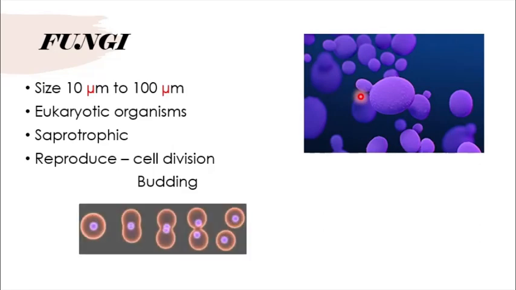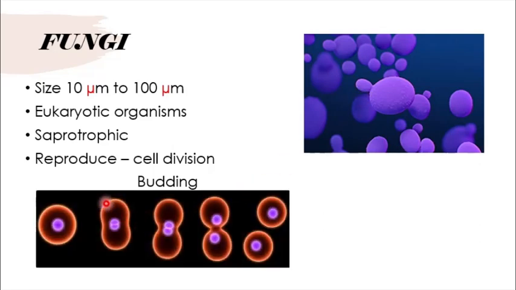Next is cell division. Cell division: from one cell you can see here slowly two cells are being formed. This is called cell division. Also, an example of fungi is mushroom.